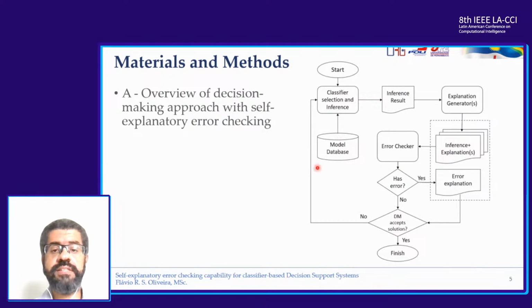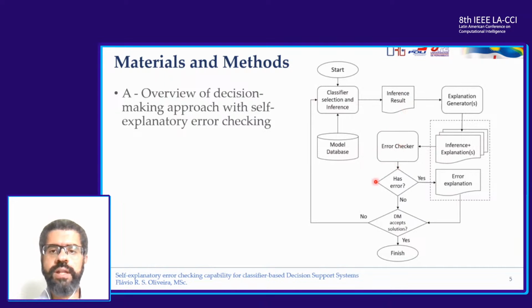We consider that decision support systems possess a model database where different kinds of intelligent models will be stored. The process starts selecting one of these classifiers and performing an inference. After that, if the model is not transparent, and most of them really are not, the explanation generators will come in place to generate post hoc explanations for the inference. After that, the inference and explanations will be subject to what we call an error checker, which is a device, or for the scope of this work, a classifier, which will check if the inference probably is an error or not.